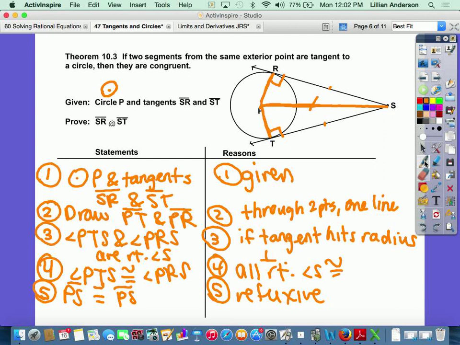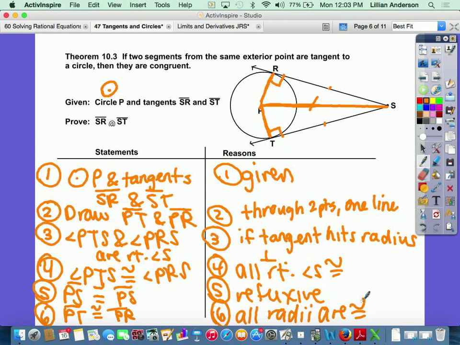PT is congruent to PR? Why? Because radius, something about a radius in the center. What do you know about a radius in a circle? They're all congruent. They're all going to be the same no matter what point you go to. So yes, PT is congruent to PR because all radii are congruent. Radii is the plural form of radius.